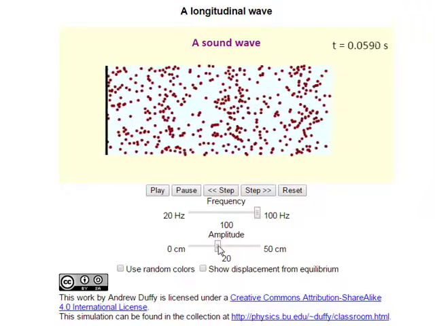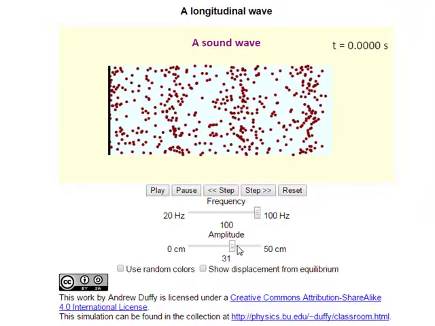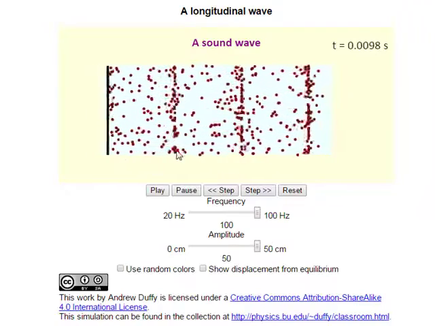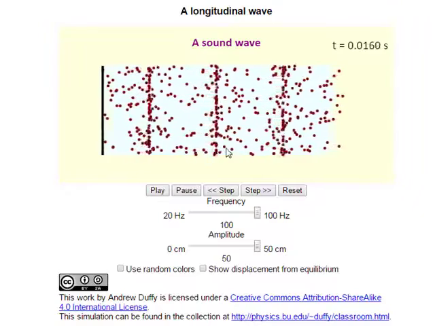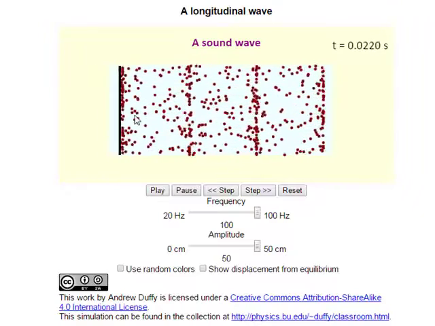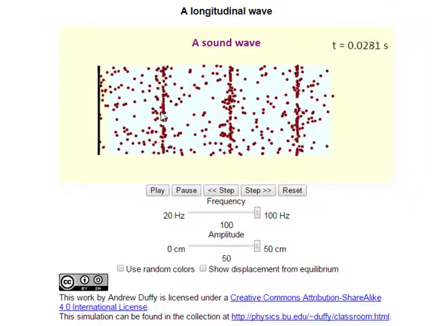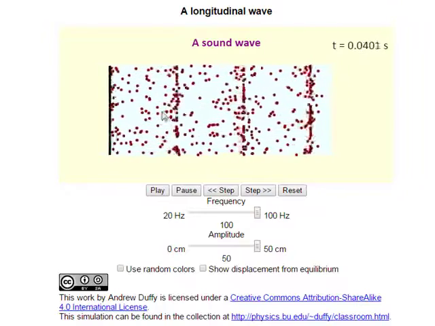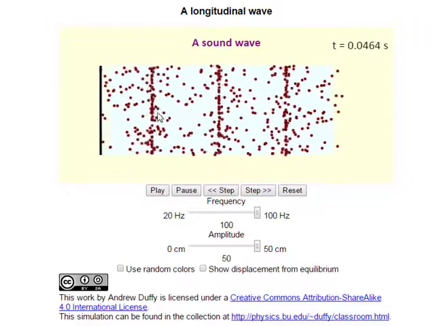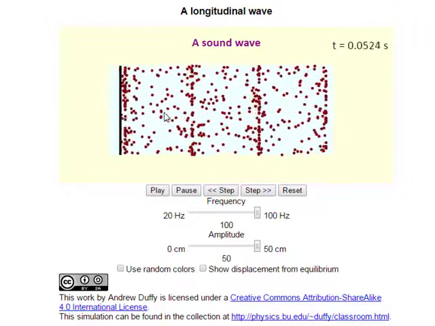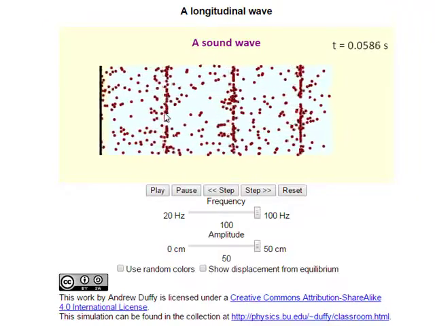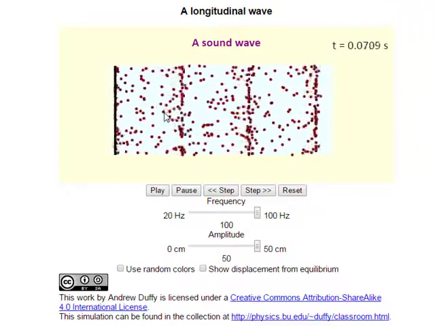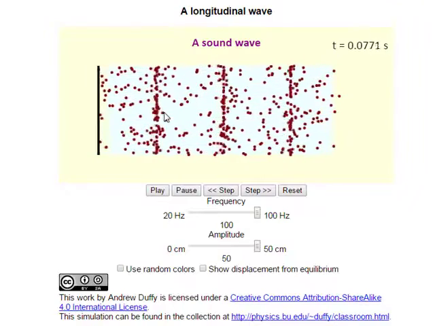Let's increase the amplitude to make it even more obvious. Now I think you can see that we have a wave that's passing through the material from left to right, but if we follow any one air molecule, it moves to the left, moves to the right, moves back to the left, moves back to the right. So the direction of the movement of the medium, in this case left to right, is the same as the movement of the wave through the material from left to right. That is a longitudinal wave.